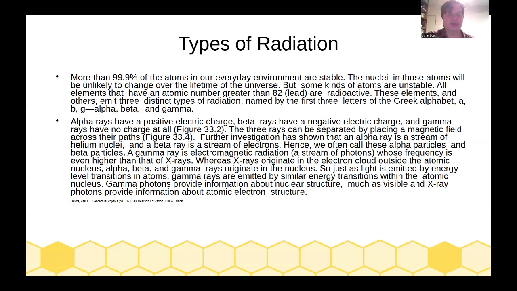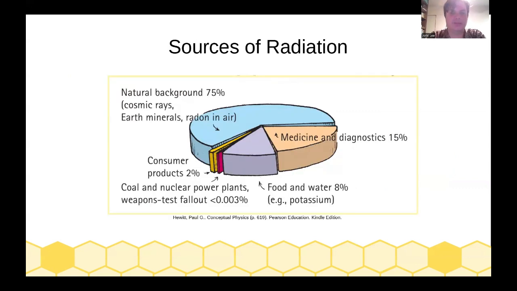So, just as light is emitted by energy level transitions in atoms, gamma rays are emitted by similar energy transitions within the atomic nucleus. Gamma photons provide information about nuclear structure, much as visible and X-ray photons provide information about electron structure. While we might think that radiation is a new idea, what actually accounts for most radiation is natural background radiation, 75% of the radiation, with 8% just being food and water.